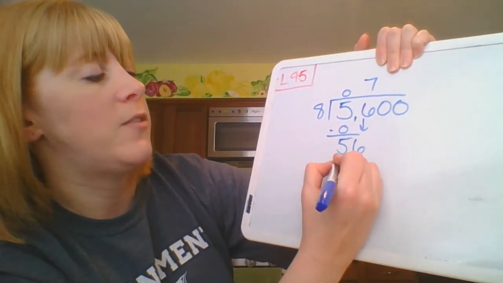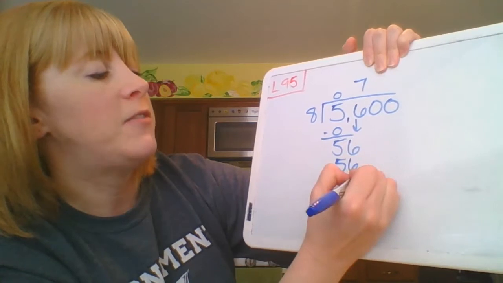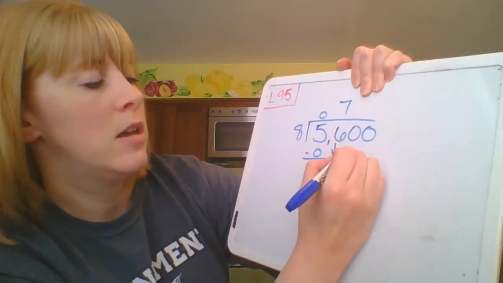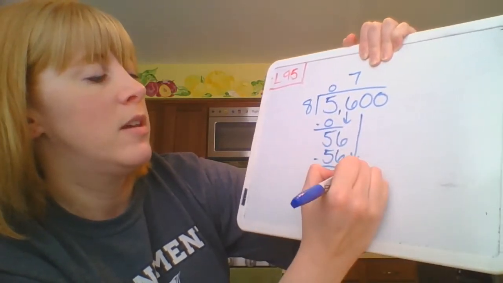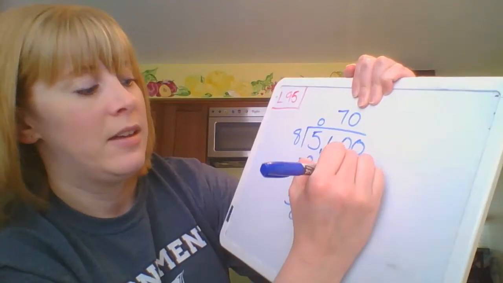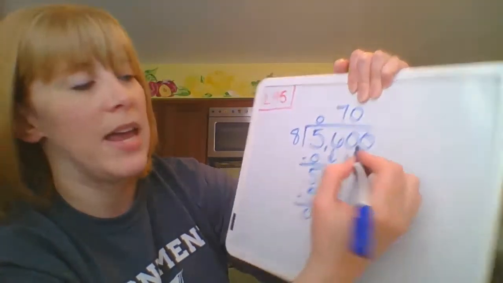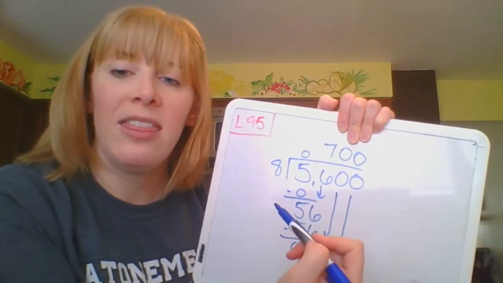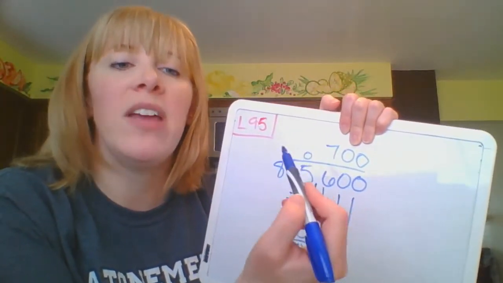7 times 8 is 56. 56 minus itself is 0. Bring down the 0. 0 divided by 8 is 0. So 1/8 is going to be 700.